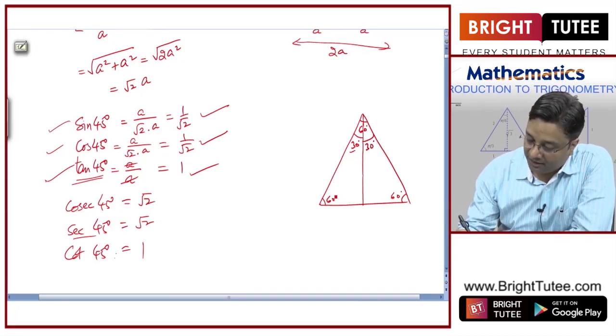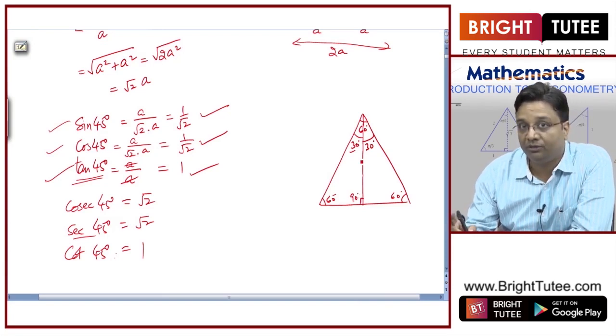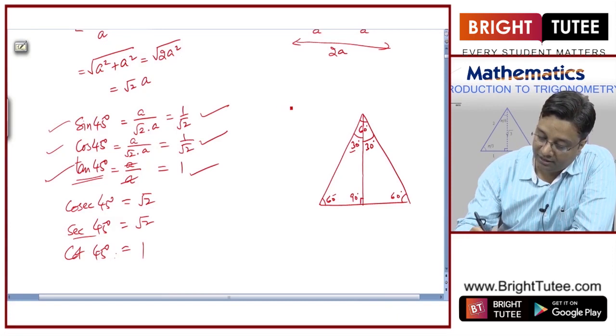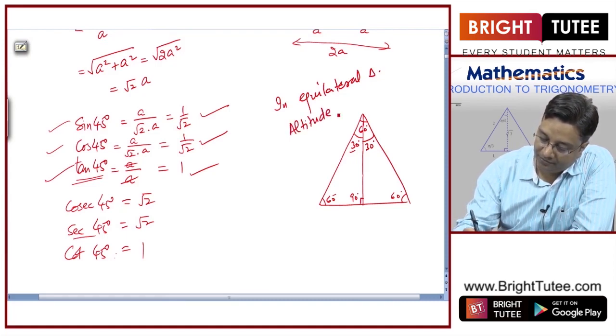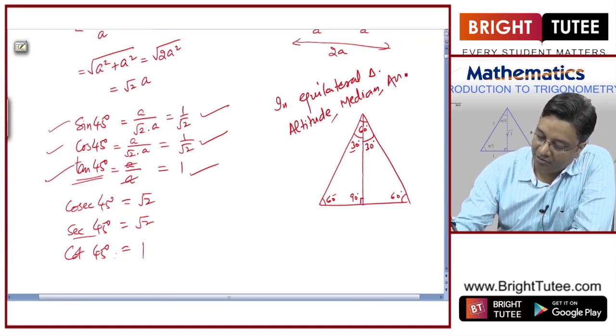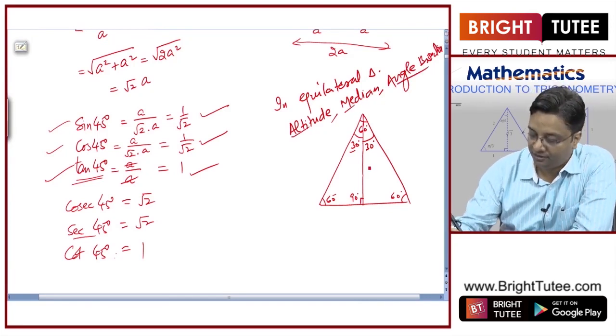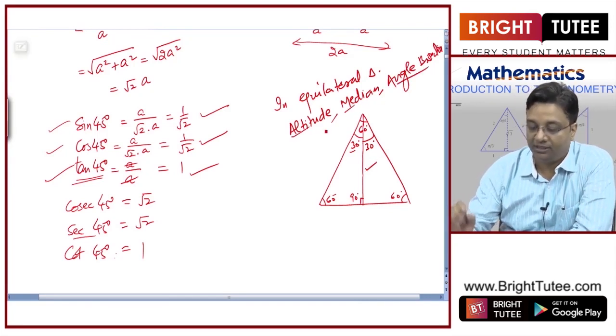So if this is 30, this is 60, this has to be 90. So this is also an altitude in this equilateral triangle. In an equilateral triangle, altitude, median and angle bisector, all these are the same, right. So this line is all these three.